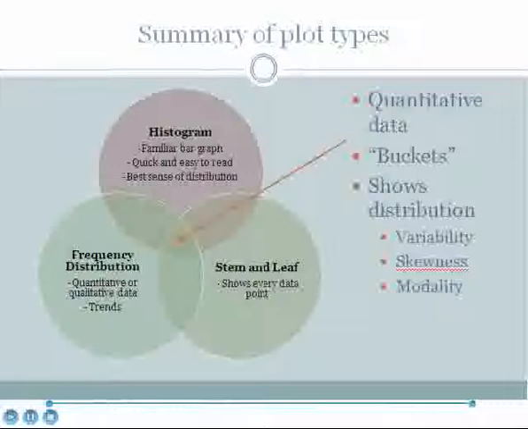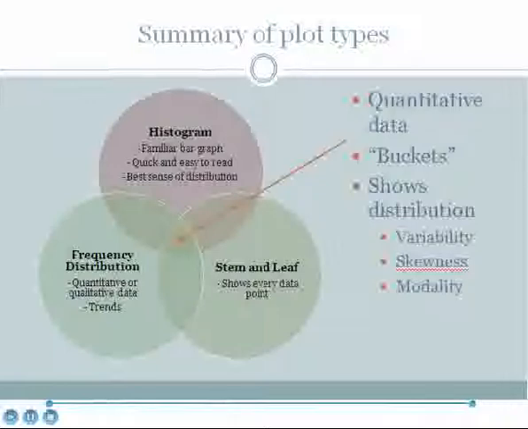A frequency distribution also shows quantitative data, but it can be used to show qualitative data as well. It's also good for looking at trends from one value to another, if the values on the x-axis are arranged in a specific direction. Finally, the stem and leaf plot shows every data point, so it can be used to understand exactly how the data set is distributed, in addition to giving a summary of the data set.